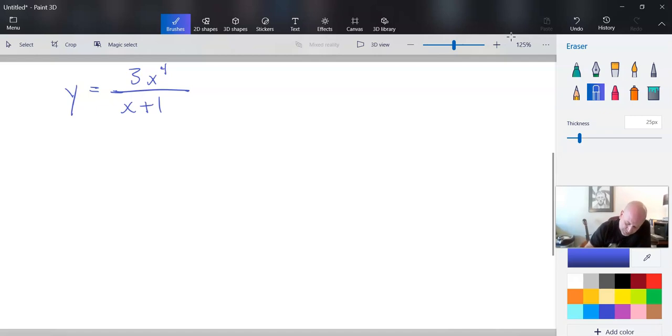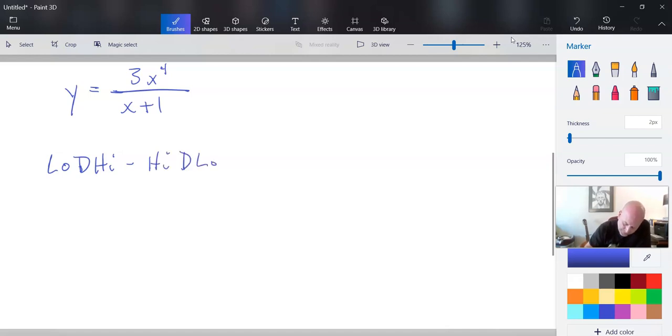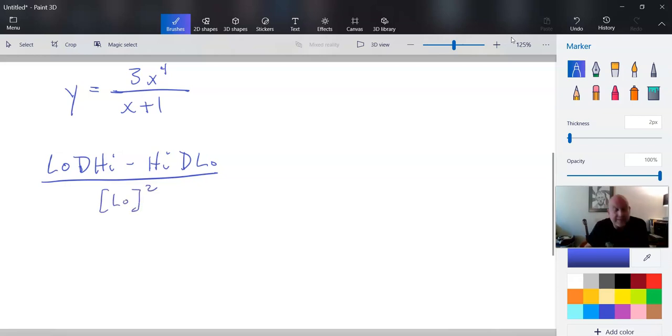And remember, the quotient rule is, well, I always remember it this way: low D high minus high D low over the square of what's below. Okay, so this will be our low, this will be our high. Let's try that again. I know that's the wrong spelling of high, but I needed something to be short.